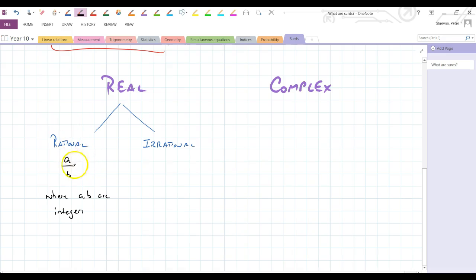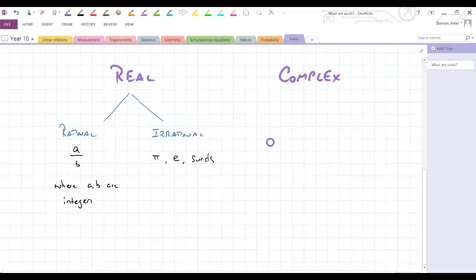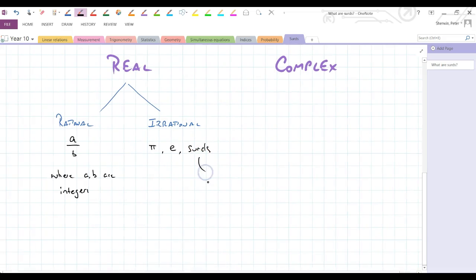So a feature of rational numbers is that when they're written as decimals, they'll either terminate or recur. Irrationals, when they're written as decimals, go on forever with no pattern whatsoever. So irrationals are things like pi, another Greek letter, e, that you won't have come across yet, and surds. Surds are irrational. Surds are the square roots of numbers. So surds are the square root of 2, square root of 3, square root of 5.